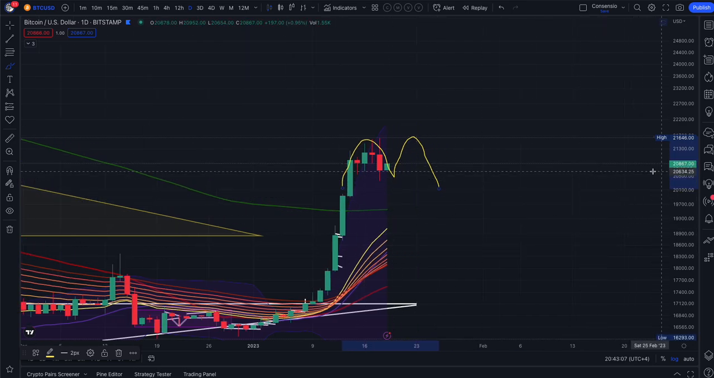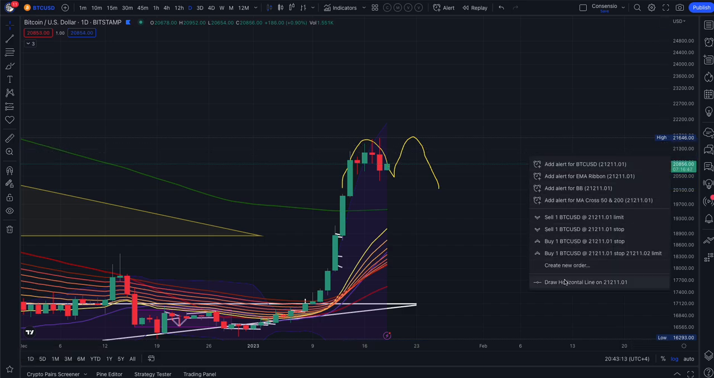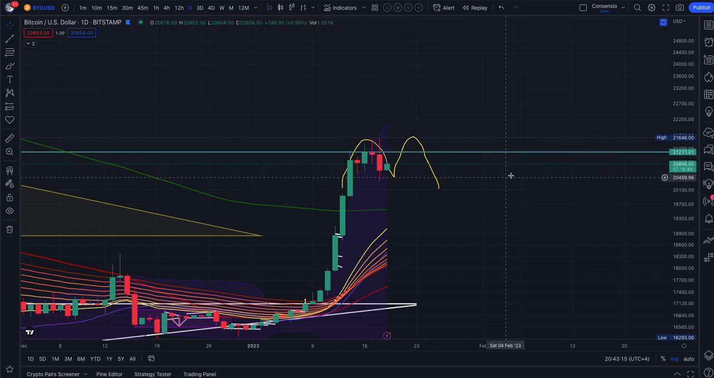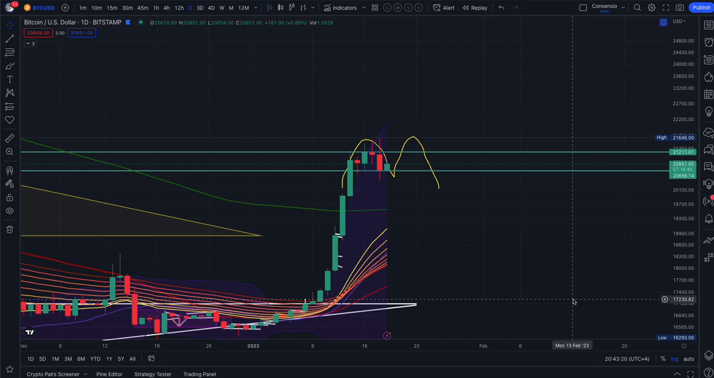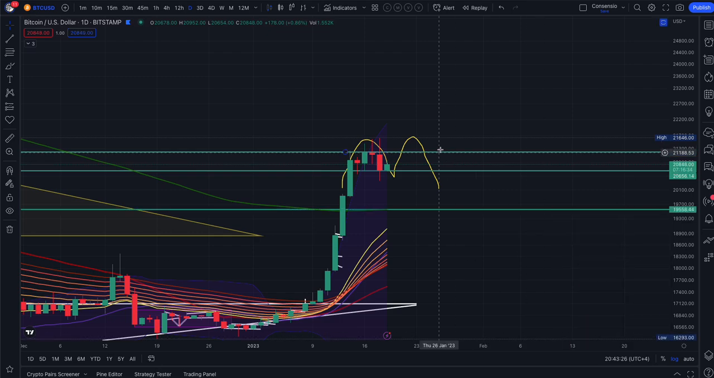So there are two resistances to watch. The first one is here. If we come back to around $21,200, we could retest there, and then we could pull down to around $20,650, and then come back to around $19,500. So that's what I'd be looking at right now.